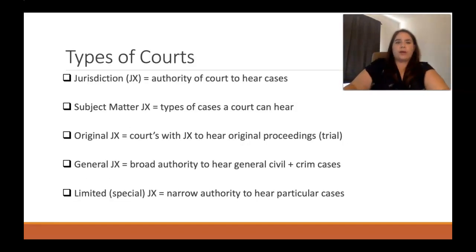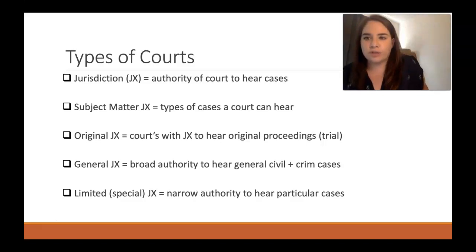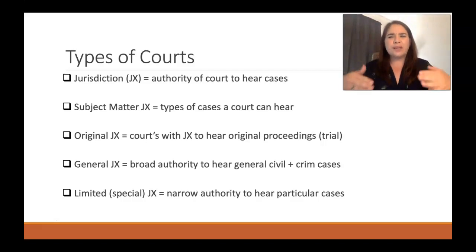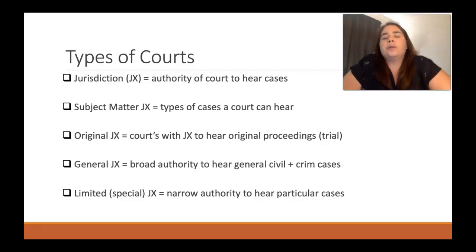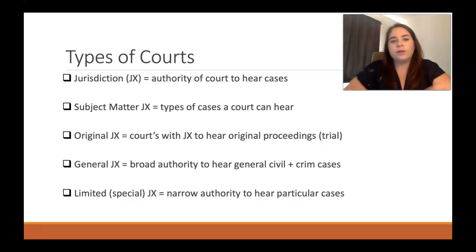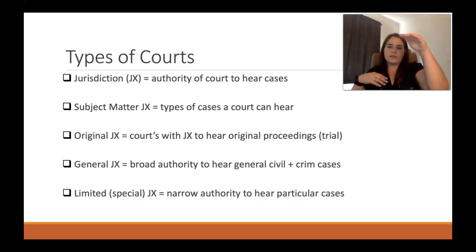So the second chapter, chapter 2, really talks about the court process, right? We just talked about procedural versus substantive law. This is really the nitty-gritty of procedural law. When we talk about jurisdiction, you'll see that I have it abbreviated to JX. Jurisdiction is the ability of a court to hear a particular case. It's their authority to hear a case. Subject matter jurisdiction references the types of cases that they can hear. Original jurisdiction is just referencing being at the bottom of the process, so our trial courts. General jurisdiction courts can hear everything, and limited jurisdiction courts can hear like one type of thing.